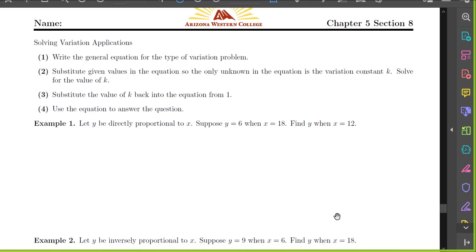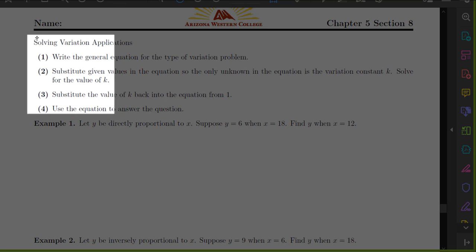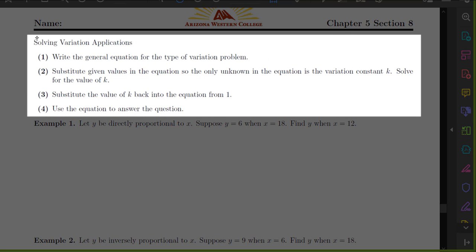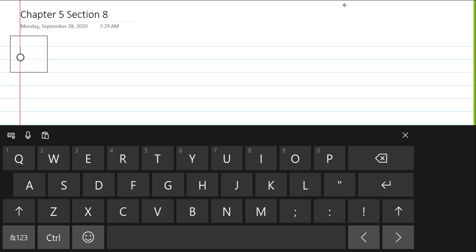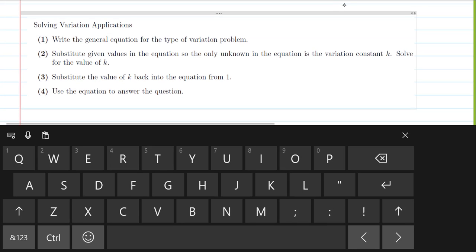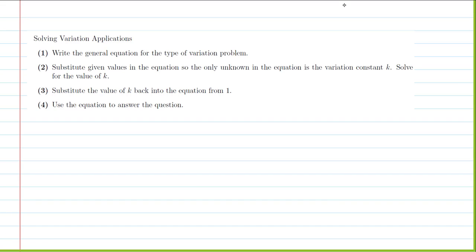So in general, to solve a variation problem, we are going to do the following four things. The first thing we're going to do is write the general equation for the type of variation. Two, we're going to substitute in the given values to the equation, so the only unknown in the equation is the variation constant k. We will solve for the unknown k.